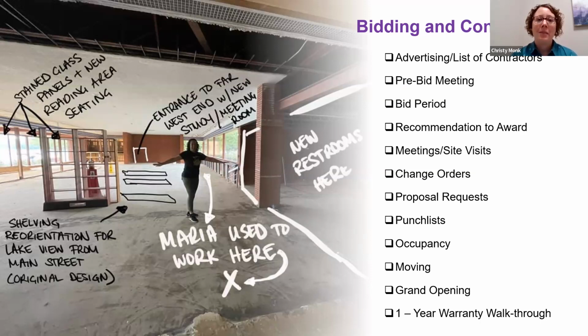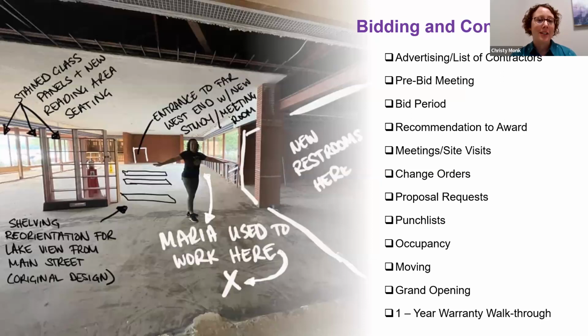And then we would recommend that you have what's called a 1-year warranty walkthrough. Generally with new construction, you will get a 1-year warranty on your building. So at month 11, after your punch list and your substantial completion date, you would want to walk through with the contractor and the architect to see if there's anything that's not working right.